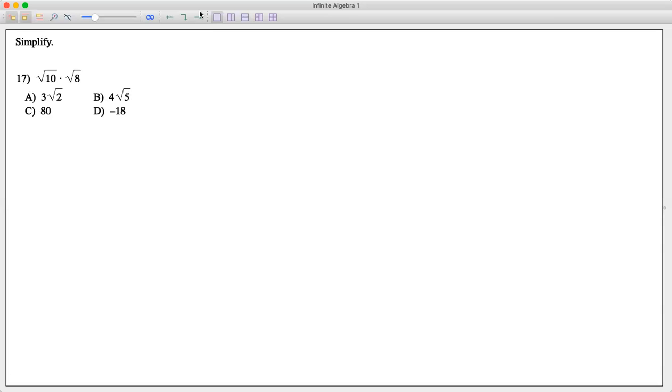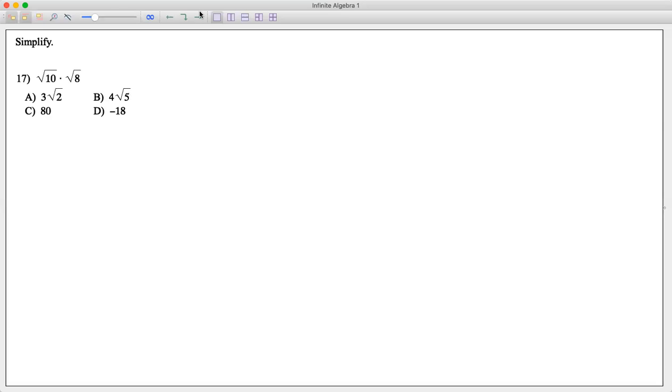Is that one of the answers? Yeah. Which one? Not, that doesn't look like that. Guess why they put 80 there? To sucker you in. If all you remember is insides with insides, you think the answer is 80.